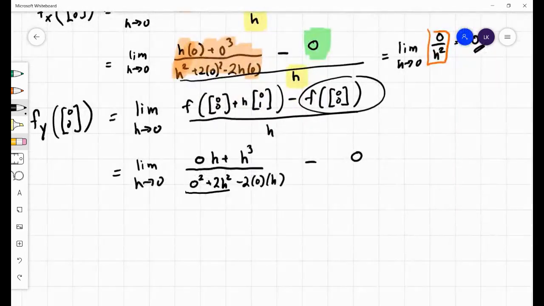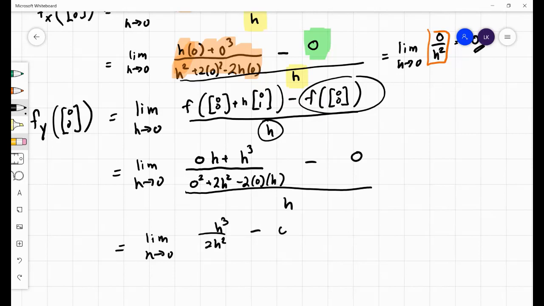And then we divide by h. That's from the denominator here. All right, so we simplify and evaluate the limit. So it looks like we have h cubed divided by 2h squared minus 0 divided by h. Anyway, we get 1/2 h divided by h. So the h's cancel, and when you take the limit, you get a half. So the partial derivative of f with respect to y at the origin exists. It's equal to 1/2.